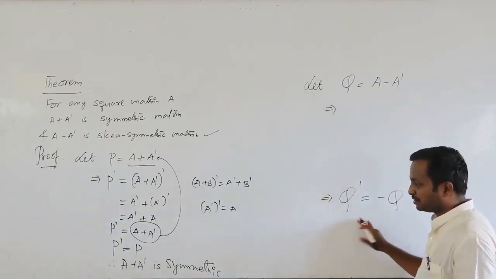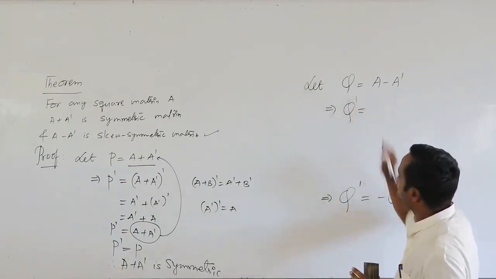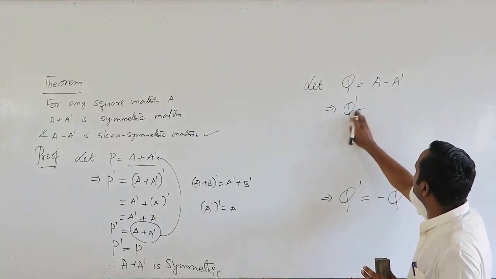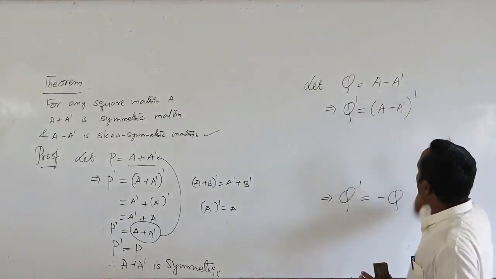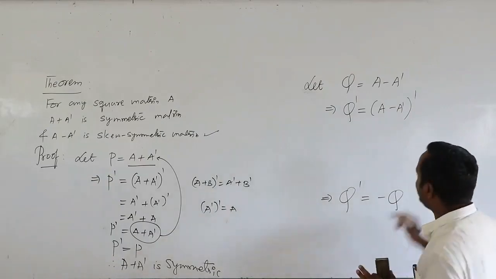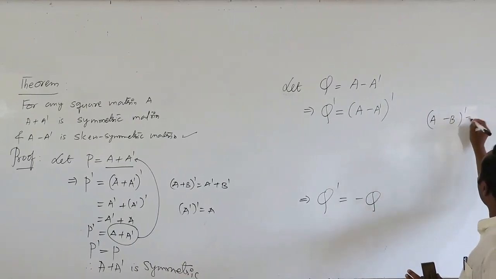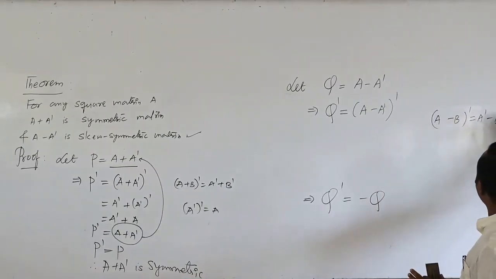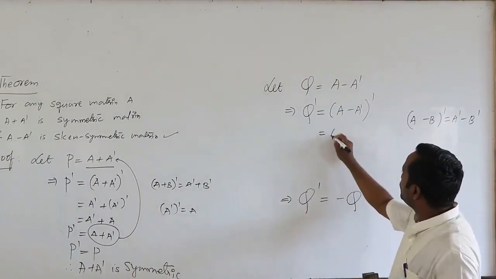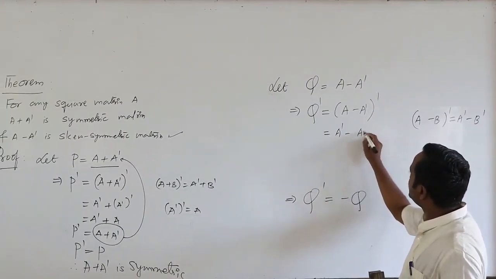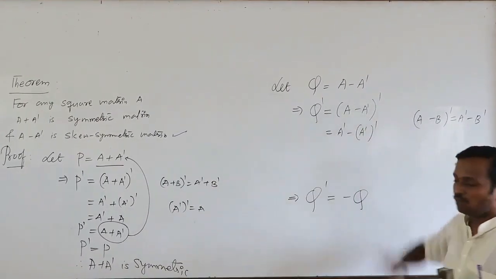Now we have to prove this. Let us look at this. Q dash is equal to A minus A dash whole dash, isn't it? Now, according to the property, A minus B whole dash is equal to A dash minus B dash. We just have to make use of that. So A minus A dash whole dash is A dash minus A dash whole dash.